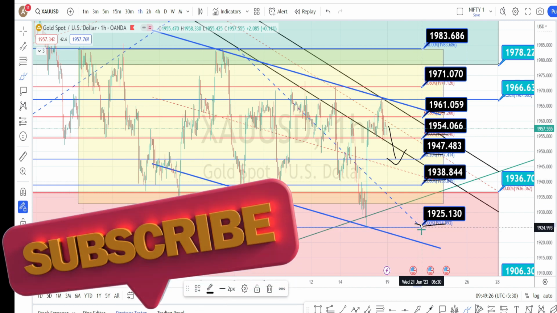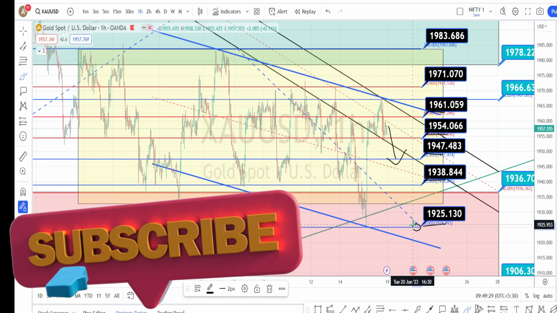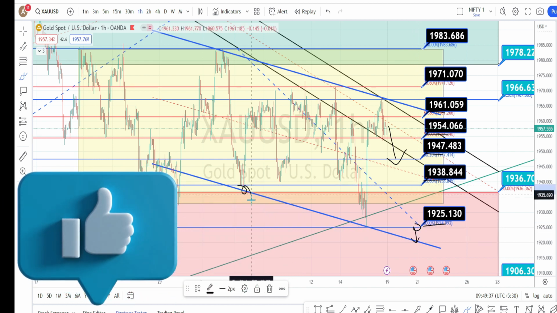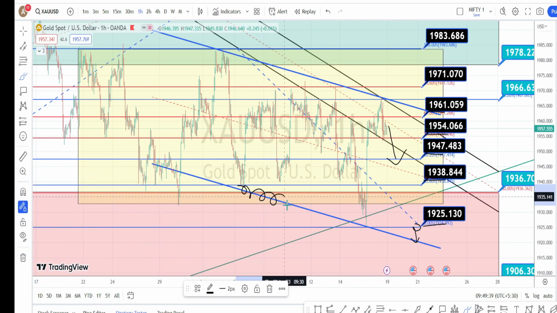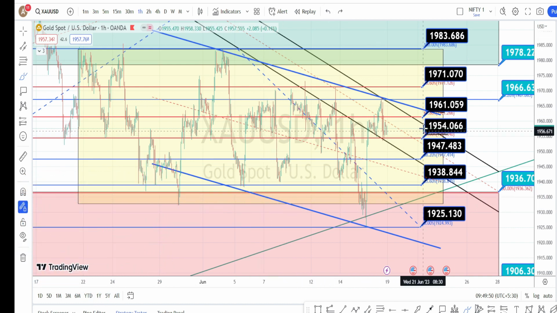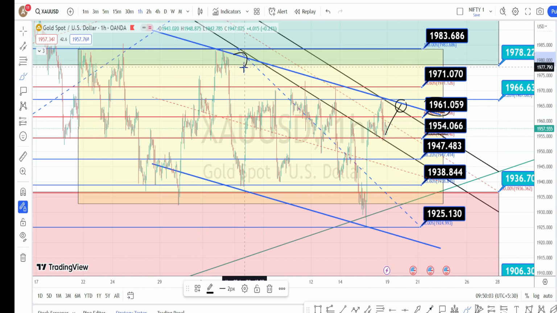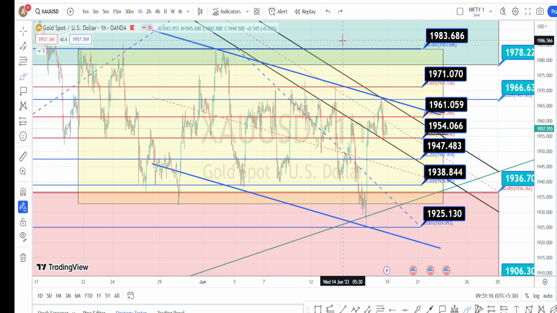And if the price action breaks the support level of 1925, next level of support is going to be the blue color trend line or support line from the hourly time frame. And on the bullish side, if the price action breaks the current resistance level of 1961 and continues its bullish side retracement, the immediate resistance is going to be the blue color resistance line from the hourly time frame. And once the price action breaches this resistance line, next level of resistance is going to be 1971 and 1983. Let us mark the support and resistance levels for 30 minutes time frame.